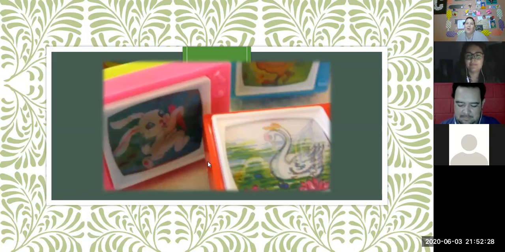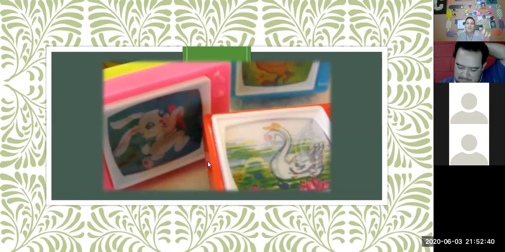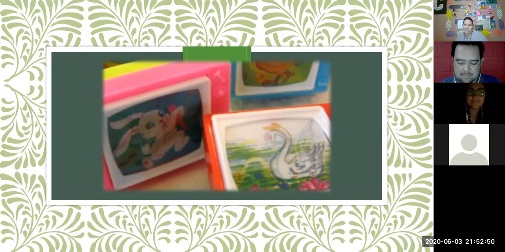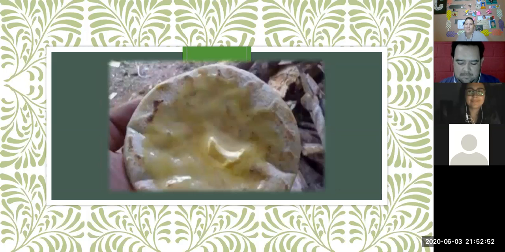What about this one? Did you ever have this type of thing? I think they were sharpeners. But when you move them, they had different figures on one side, like 3D. So you can actually move it. And from this side, it looked different than from the other side. Never had one of those? I remember this, like a photo with motion. Did you ever eat tortilla with butter?